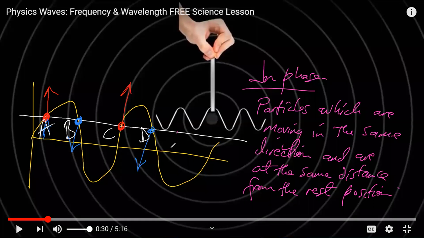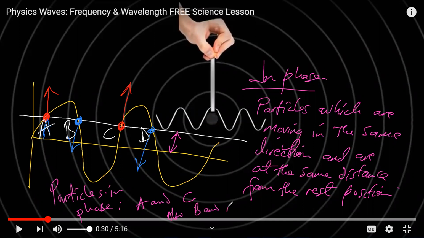For example, the distance from here to there. That distance is the same also for particles A, B, C, D, and A, B, C, D. But the particles which are in phase are only two. Particles in phase can be A and C. Also, particles B and D are also in phase. So that is what the word phase means. So the distance between this particle and that particle is what is called the wavelength. And I'm stopping there for now.